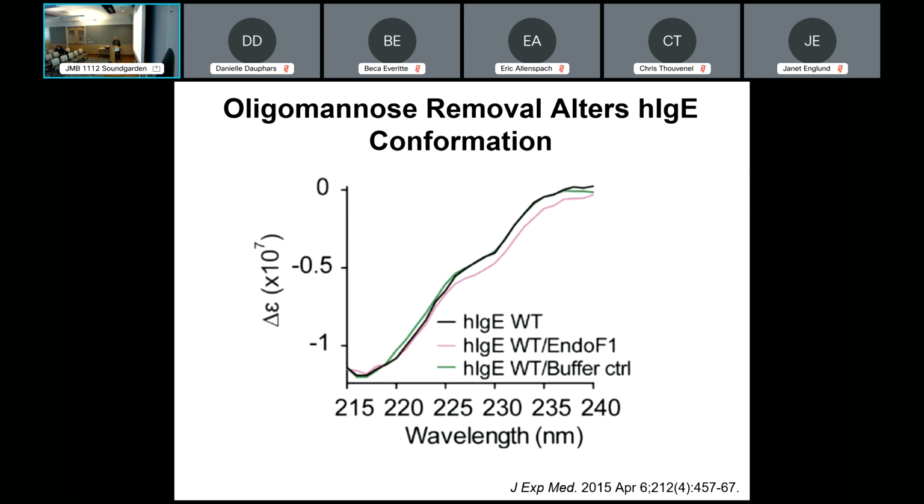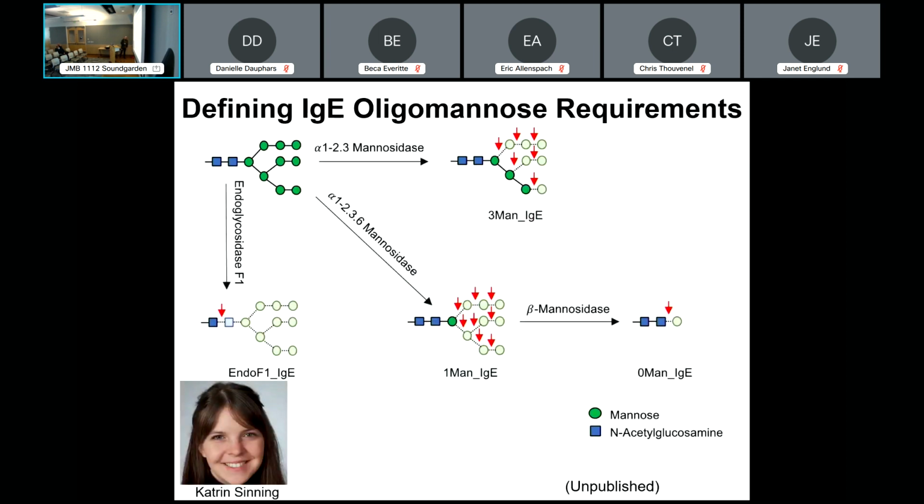But we have a collaboration going on. We're trying to actually get some structures with a deglycosylated IgE antibody. And so Katrin Sitting, who is a German master's student in the lab, wanted to know what part of this oligomannose was required for binding the high-affinity receptor. So she devised this scheme on how to systematically remove different residues from the structure, and that's just outlined here.